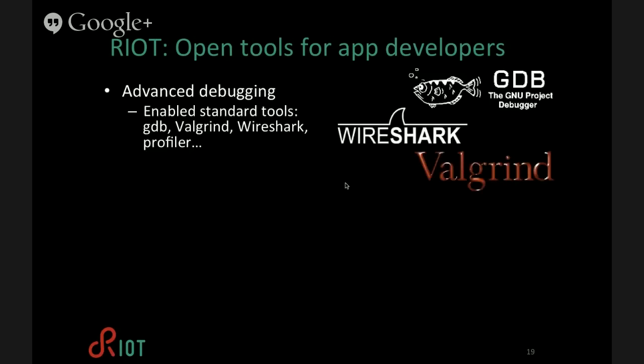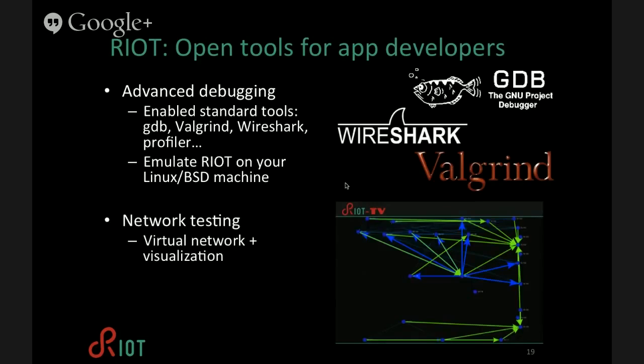What you gain from this closeness to Linux is that you benefit from very advanced debugging, in the sense that it's not as hard as you'd expect in the IoT. Debugging in the IoT was very difficult, as we all know up until now. You can use all the tools you're used to in Linux, so GDB, Valgrind, Wireshark, and profilers, and you can even emulate RIOT and run it as a Linux process on your Linux machine. So even without specialized hardware, you can already start to work on your code. We also provide tools to test toy networks on your Linux machine, where you can emulate several RIOT instances that talk to each other, test your distributed application, and visualize your network.